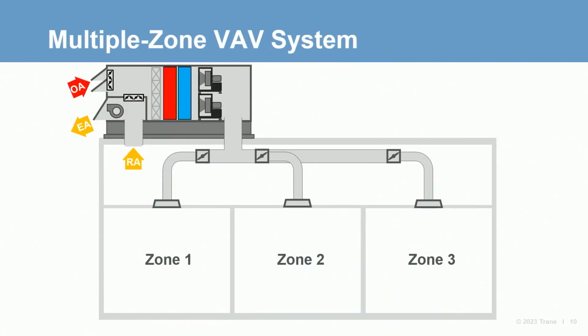outdoor air mixes with recirculated air from the building in this air handling unit. This air mixture passes through a filter, heating coil, and cooling coil. Supply fans distribute it through ductwork to VAV boxes and finally into the occupied spaces.